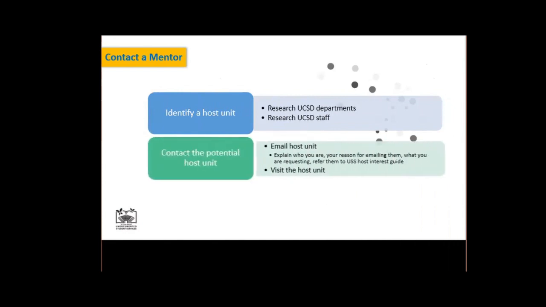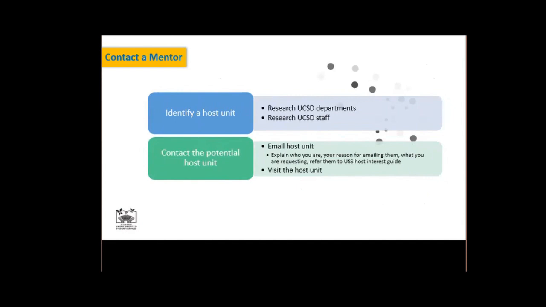Now, some of you may be wondering, well, how do I find a mentor? The easiest way to go about finding a mentor is researching different UCSD departments and reading the UCSD staff's bio. This will help you identify potential mentors to reach out to. Once you have a list of potential UCSD mentors, you can send them each an individual email, telling them who you are, what you're requesting, and refer them to the host interest guide. We will share in the next slide how you can access this guide.